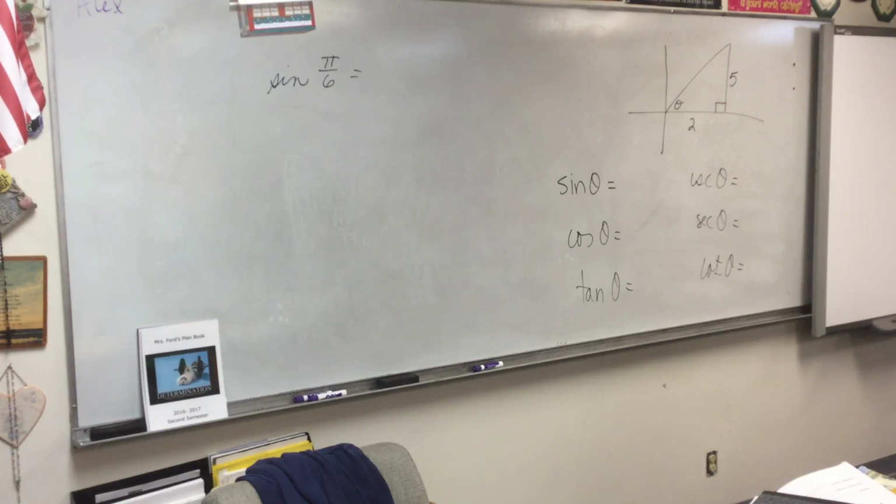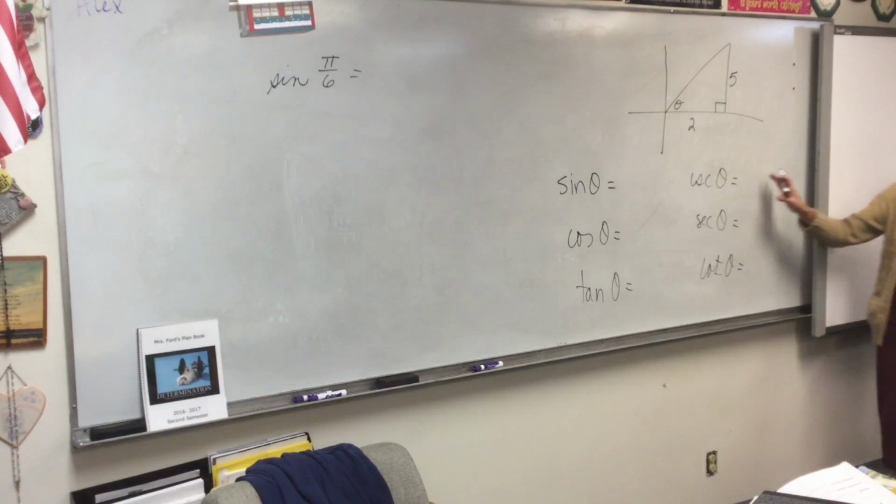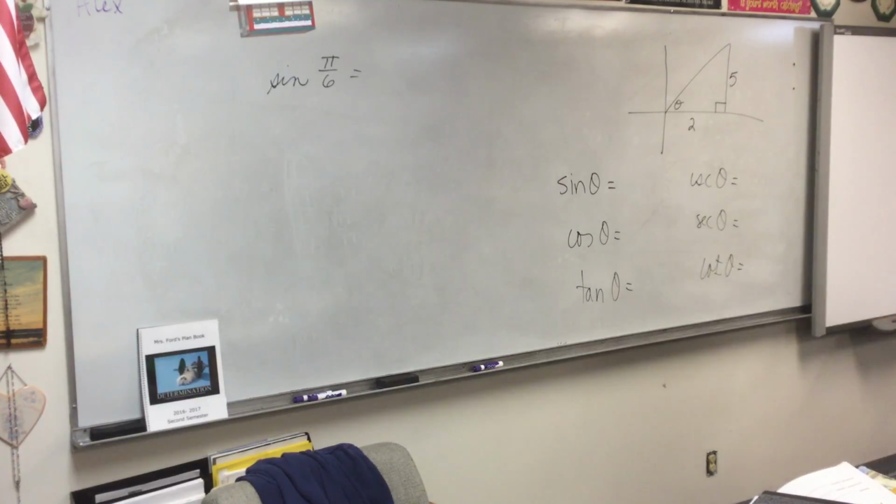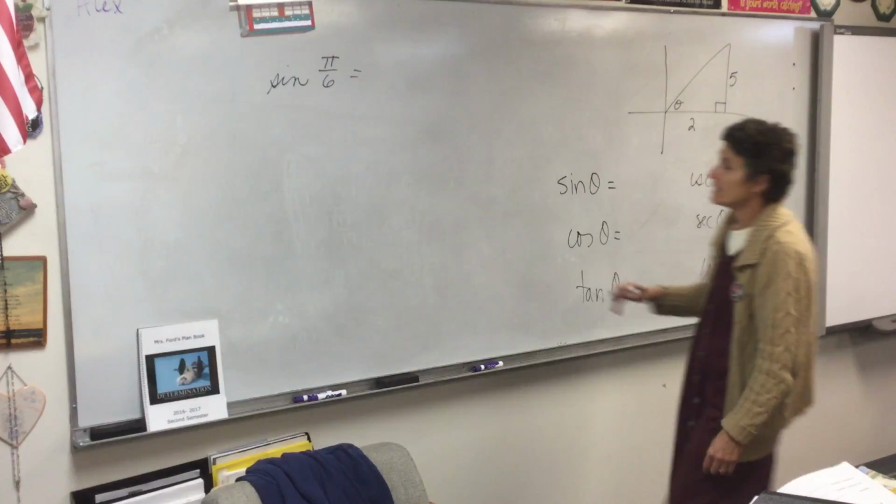If I am doing pi over 6, that's pi over 6 radians. Okay? I'm going to do this for you in a second, but first we're going to finish this sine of pi over 6. The sine of pi over 6. This is a radian measure.